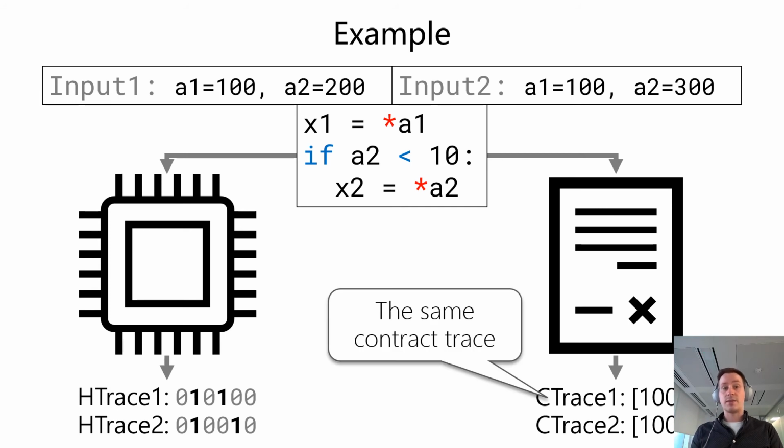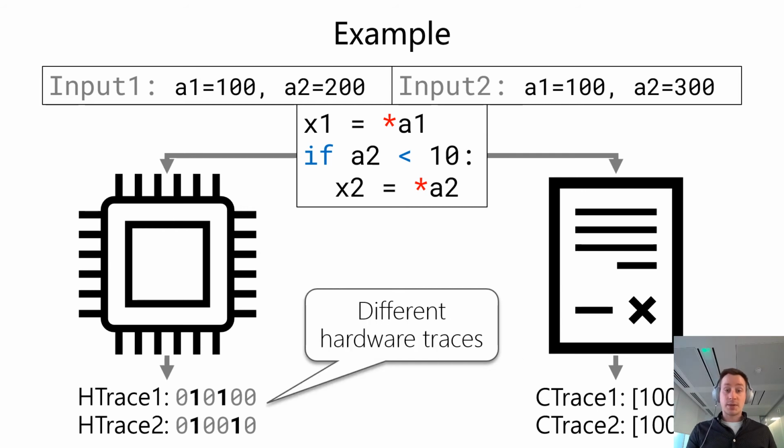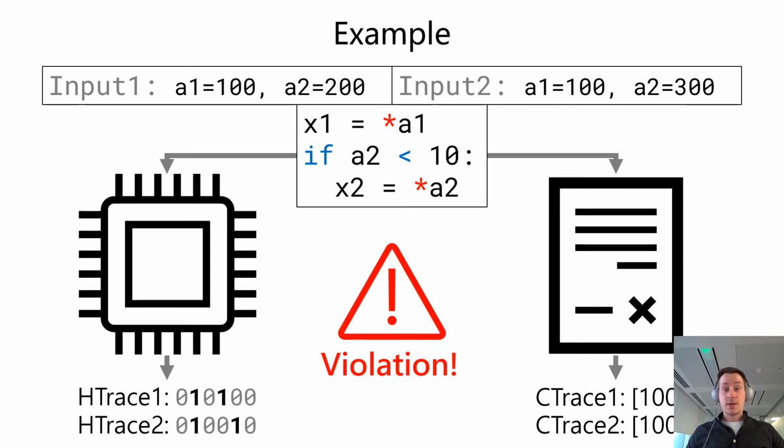So we do not see any information leakage on the contract level, but we see information leakage on the hardware level. And this constitutes a violation, and we report it to the user. So this is basically the principle of how we find violations in our approach.